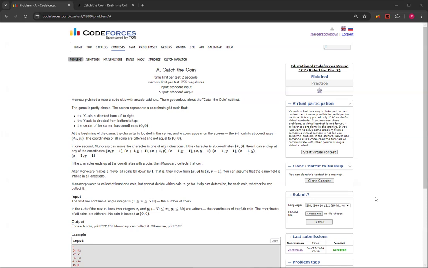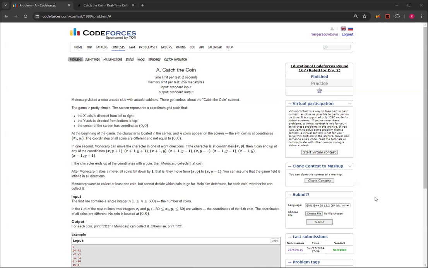In 1 second, Monocarp can move the character in one of 8 directions. If the character is at coordinates x, y, it can go in any of the 4 directions, north, east, south, and west, and also any of the diagonals. If the character ends up at the coordinates with a coin, then Monocarp collects the coin. After Monocarp makes a move, all coins fall down by 1. That is, they move from x, y to x, y minus 1. And you can assume that the game field is infinite in all directions.